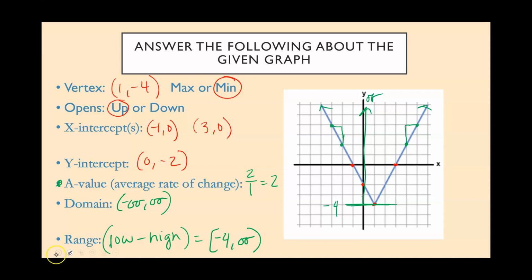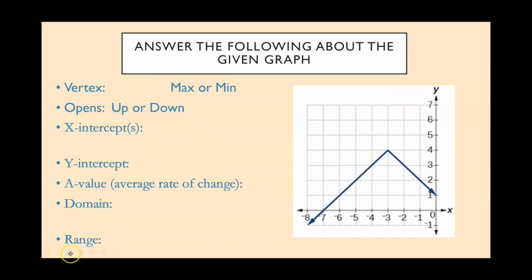All right, next one. We give you another graph. Vertex is that kind of top point. Right there is my vertex, and this is going to be -3, 4. So my vertex is -3, 4. Is that a max or is it a min? Is it the lowest point or the highest point? Is it a mountaintop or a valley? This is a mountaintop, so it's got a peak, which is your max right there. Does it open up or does it open down? It opens down.